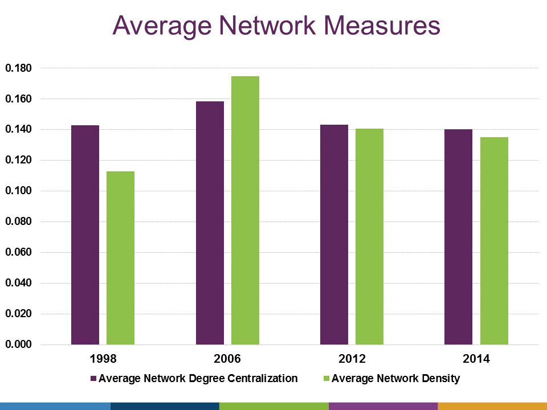And we see that starting in 2012 and 2014, these track together pretty well, not a lot of changes between those two years. In general, except for 2006, networks tend to have a higher degree centralization score than they do density score.